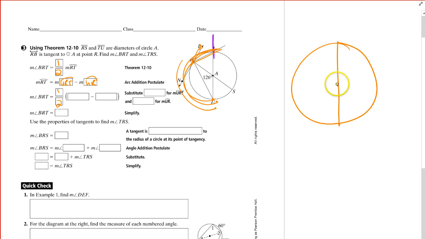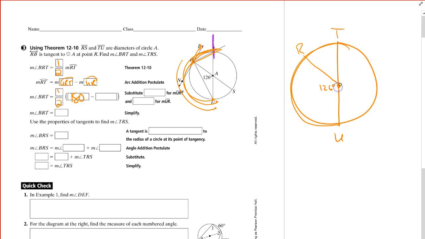Well, I know that this arc here from T, R, and U, so from U to R to T, that's a half circle. So since half the circle is 180, that's the arc measurement here for URT. And then I'm going to look right here and see that they've labeled this arc from U to R. This angle measurement is 126.